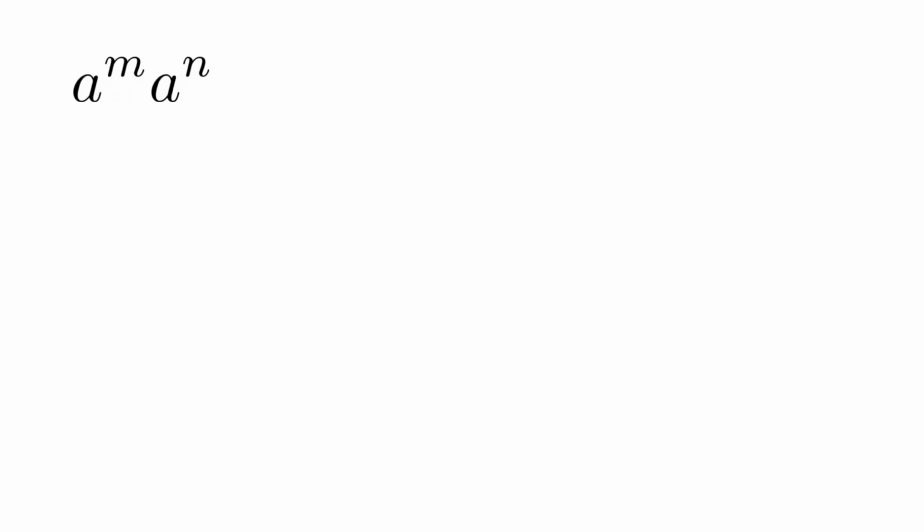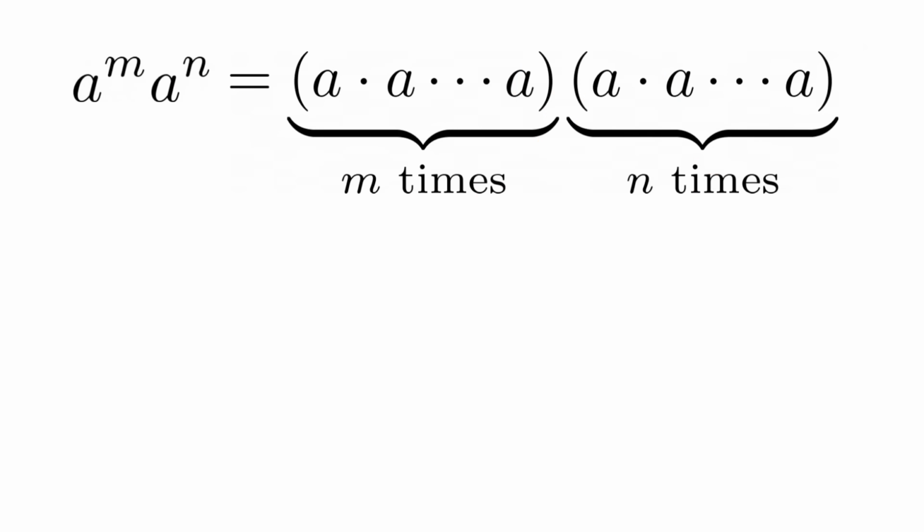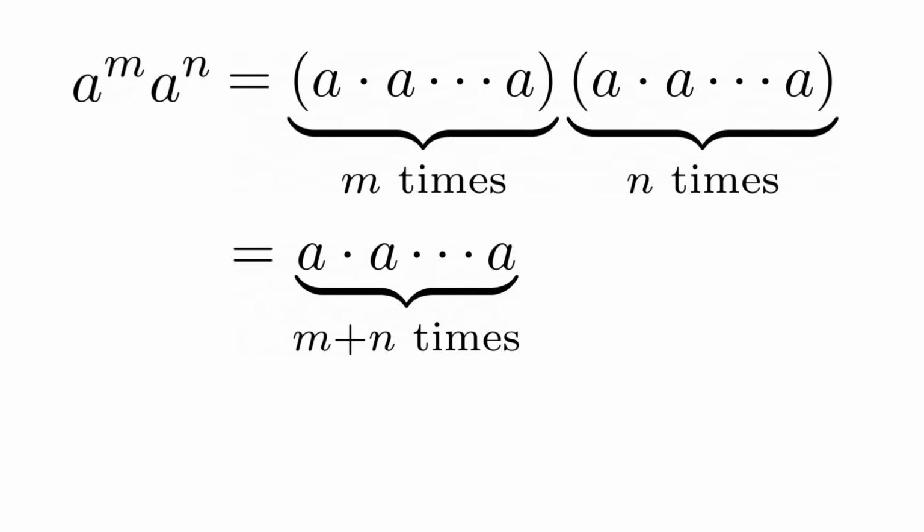So for example, we know that a to the m times a to the n, if you think of m and n as positive integers, then this is a times itself m times, and a to the n is a times itself n times. And so the total number of things you have multiplied together is m plus n of them. That's why a to the m times a to the n should be a to the m plus n. Now that proof only works if the exponents are positive integers.